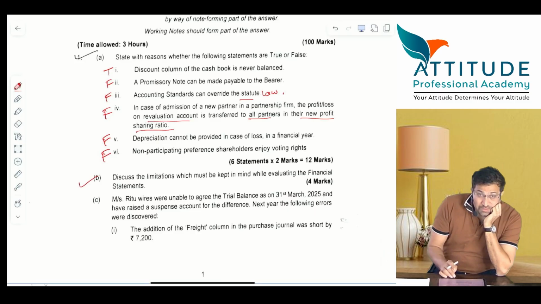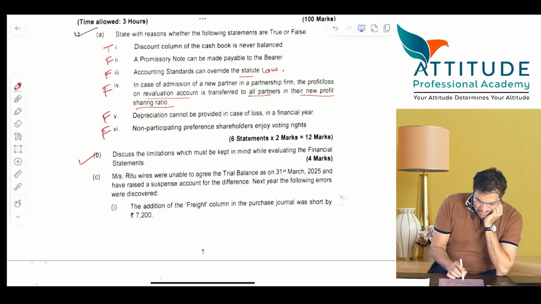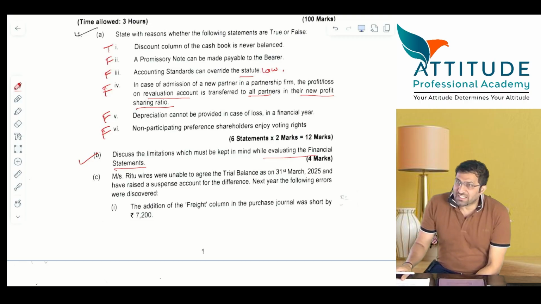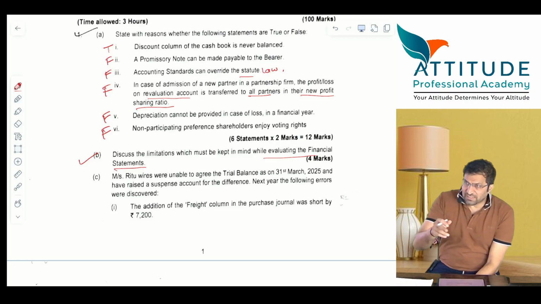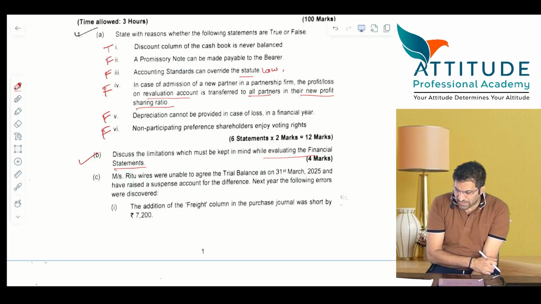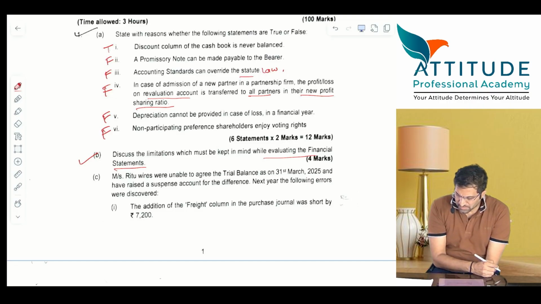Shall we go ahead? Now, discuss the limitations which must be kept in mind while evaluating the financial statements. 4 marks. Now we have seen the limitations of financial statements, correct? We'll write it right there. The following are the limitations while evaluating the financial statements.